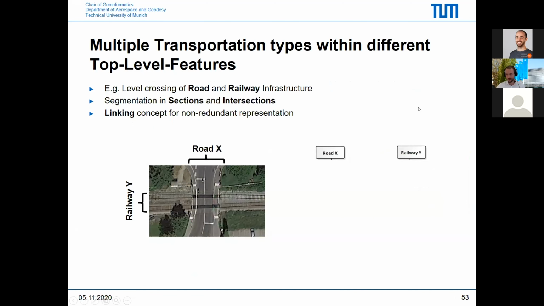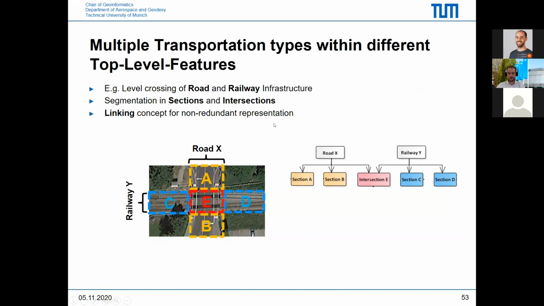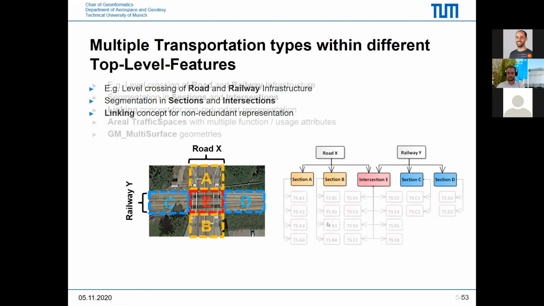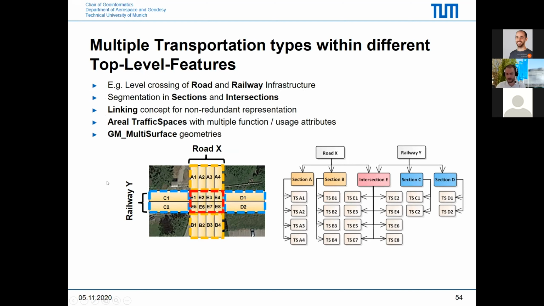It gets a little more complicated if you have a direct interaction of a road object with a railway object, as it is the case in this example. But since everything is defined within a common standard, the section and intersection concept I just showed to you also applies to railways. So in this case, the road would be represented with section A and section B. The railway would be represented with section C and section D, and intersection E could be shared by both of these top-level objects, so to say. Again, same concept as I showed you before.